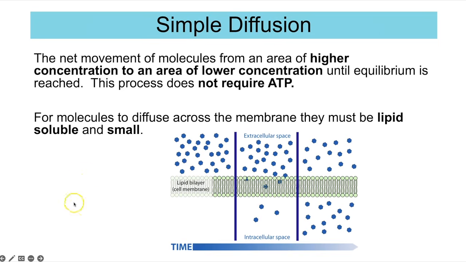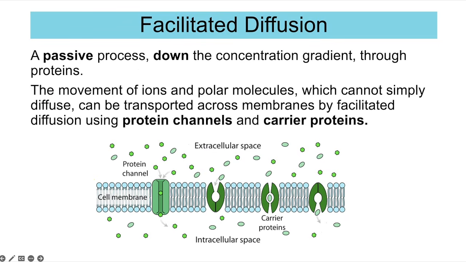So simple diffusion is the net movement of molecules from an area of higher concentration to an area of lower concentration until equilibrium is reached. This process does not require ATP. It doesn't require a membrane either, even though we can see that here. It doesn't always happen across a membrane. But we can see we've got a concentration gradient, and as long as the molecule is small and lipid soluble, it can then dissolve and diffuse across that membrane until equilibrium is reached.